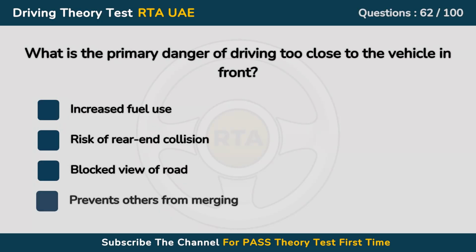Question 62. What is the primary danger of driving too close to the vehicle in front? A. Increased fuel use. B. Risk of collision. C. Blocked view of road. D. Others from merging.